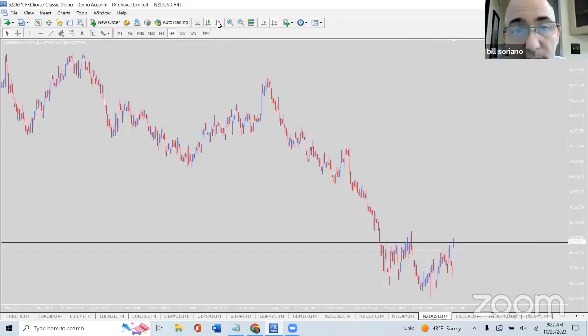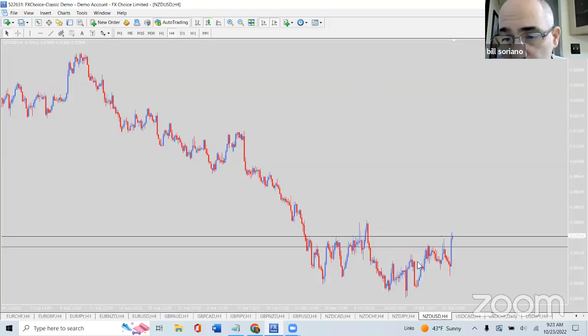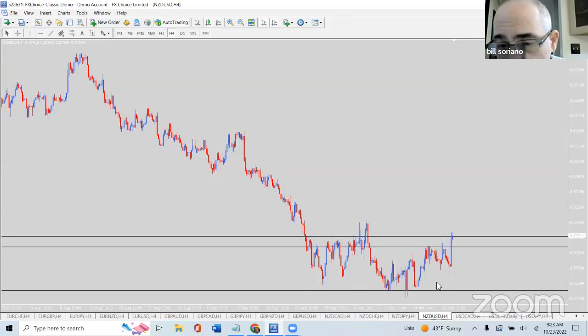We would need to get a break of structure somewhere up here to have a change of character, and then a pullback, and then a second break of structure for a 2x2. Down here, these are not considered break of structures because there was no new low. So we're just going to go with the bodies of the candles. We're not going to count the wicks.